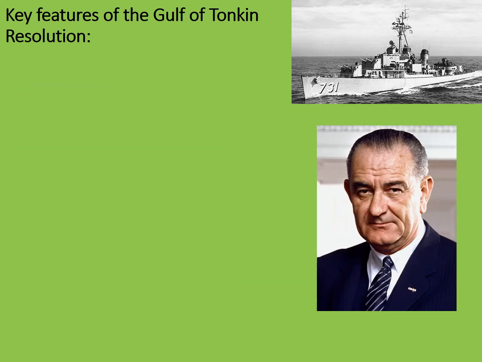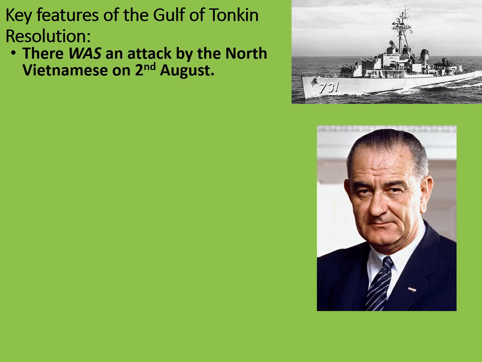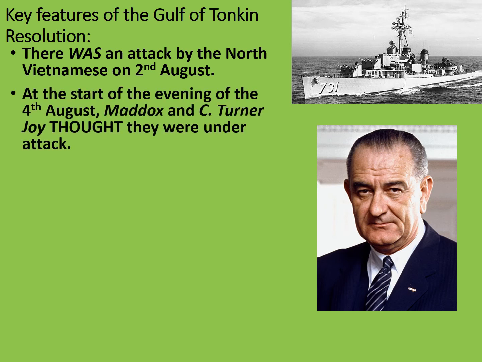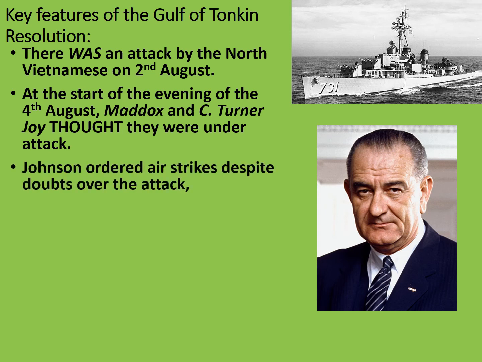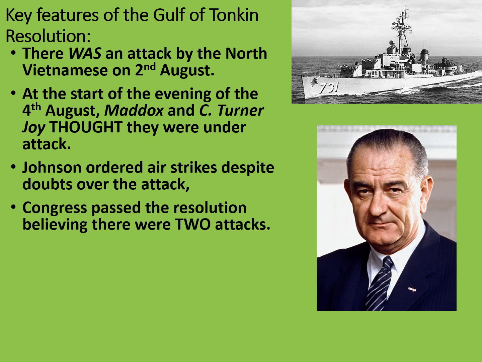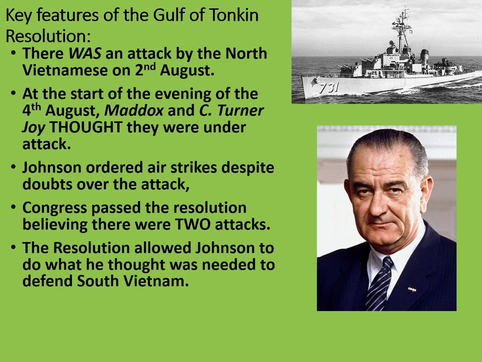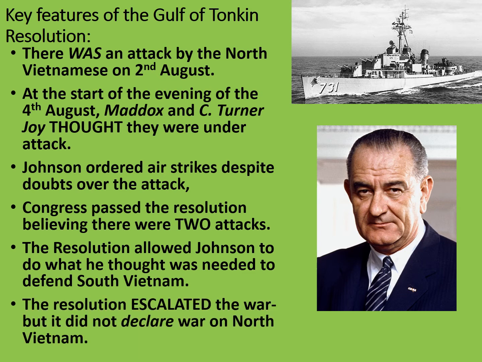Let's consider the key features of the Gulf of Tonkin Resolution of 1964. Firstly, there was an attack by the North Vietnamese on the 2nd of August. Secondly, at the start of the evening of the 4th of August, Maddox and Turner Joy thought they were under attack. Thirdly, Johnson ordered airstrikes despite doubts over this attack. Fourthly, Congress passed the resolution believing that there were 2 attacks. Fifthly, the resolution allowed Johnson to do what he thought was needed to defend South Vietnam. And lastly, the resolution escalated the war, but it did not declare war on North Vietnam.